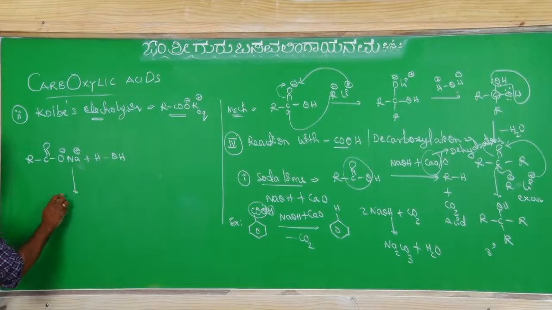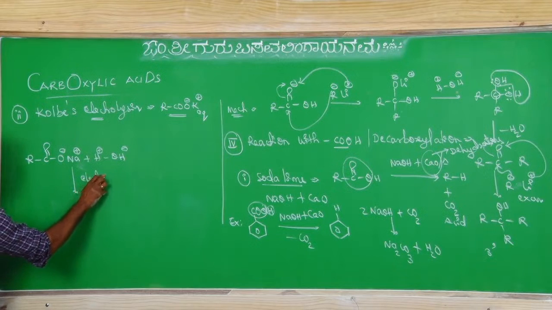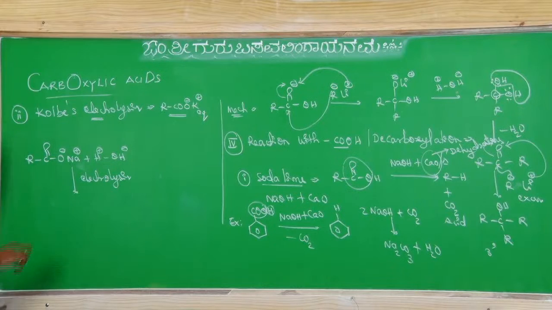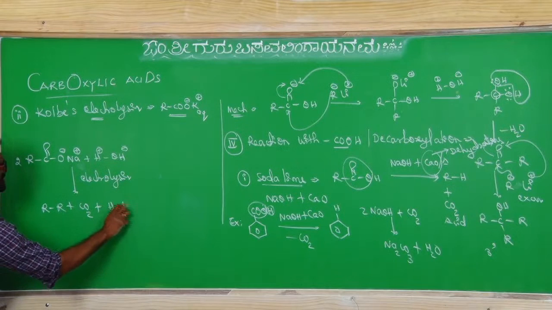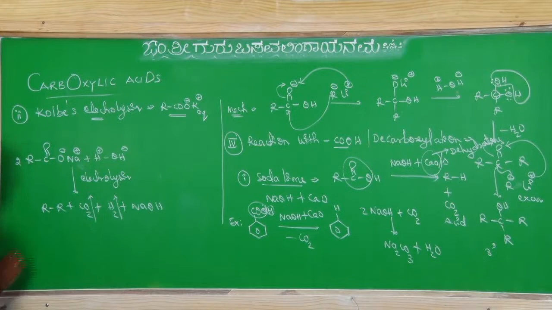Right now we are passing what? Water gives H plus and OH minus. Now we are passing current from the external battery. Then there will be electrolysis at the corresponding electrodes. At the anode there will be oxidation, at the cathode there will be reduction. So what will you get here? You have to take 2 moles, then you will get R-R plus carbon dioxide plus H2 gas plus NaOH. So these are all gases, this H2 gas and this CO2 also gas.